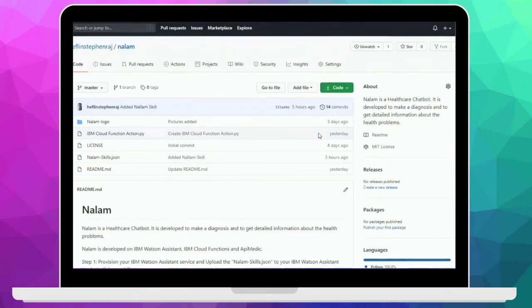Nalam's resources are available at my GitHub repo. The link is given in the description section. If you want to build Nalam, you can use this.